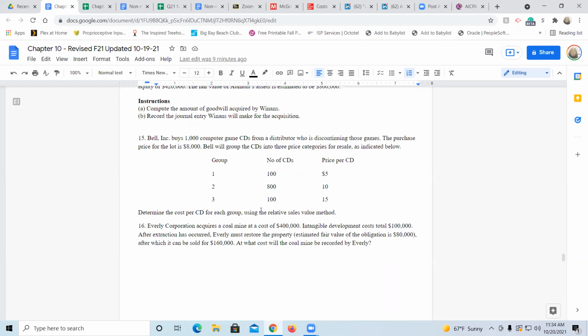So you can see here that group 1, this is basically the fair value, right? For group 1, the fair value of the CDs is 5. For group 2, it's 10, and for group 3, it's 15. So you basically have to follow a similar approach to what I was doing before to divide up this cost of 8,000 between the 3 groups of CDs based on their relative fair value.